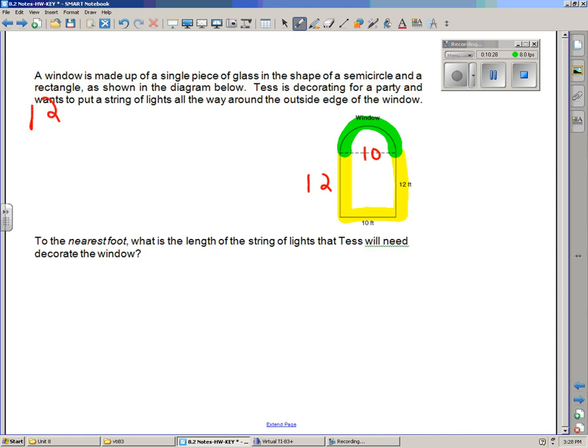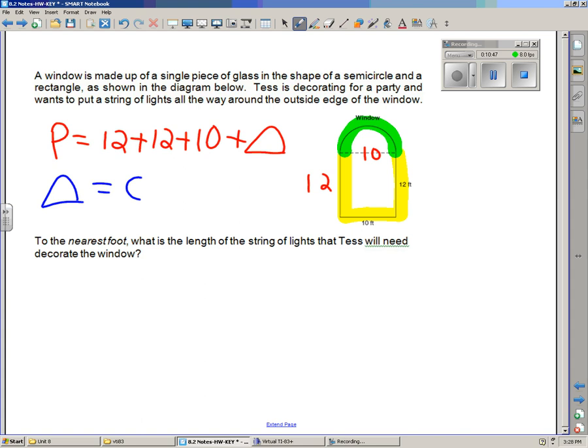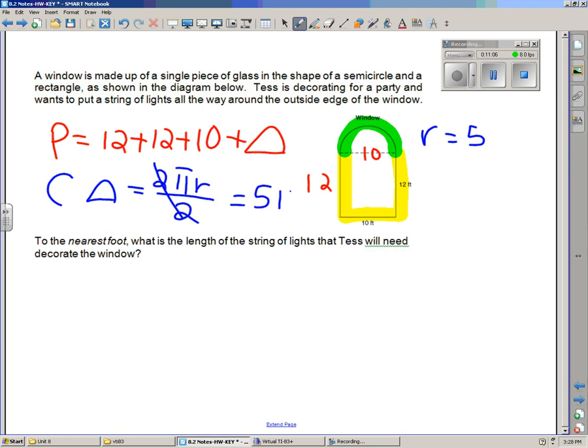This is perimeter, by the way. So we've got perimeter equaling 12 plus 12 plus 10 plus half of the circle. Well, in terms of the circle, we're dealing with the circumference. So the circumference of half the circle equals 2 pi r divided by 2. So really, you just need pi times r. We know that r happens to be 5, so this is really going to be 5 pi.